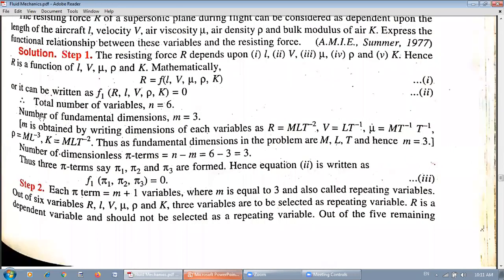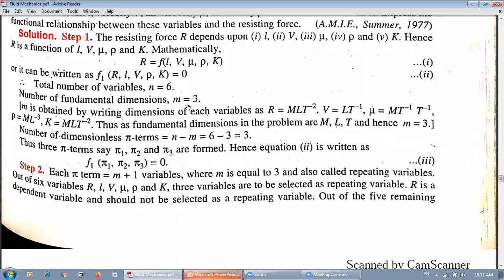So n minus m. You can see over here, number of dimensionless pi terms. You can see this particular line: number of dimensionless pi terms is n minus m. So 6 minus 3, there are 3 pi terms. Thus there are 3 pi terms, say pi 1, pi 2, and pi 3. Hence we can write this particular equation: F1 is a function of pi 1, pi 2, pi 3 equals 0.